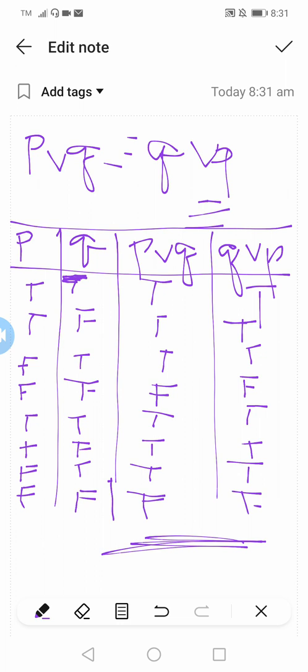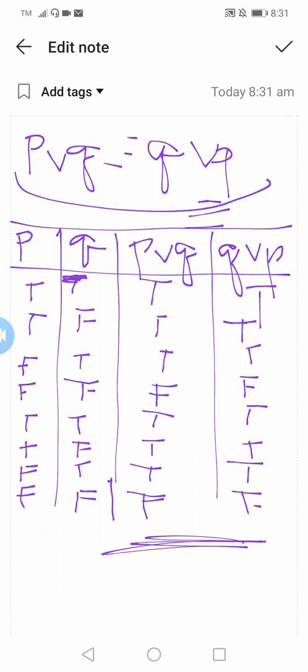What this means is that disjunction has a commutative property, or applies a commutative property, that represents the disjunction. Okay? So I hope you now know how to prove commutativity with respect to the disjunction connective.